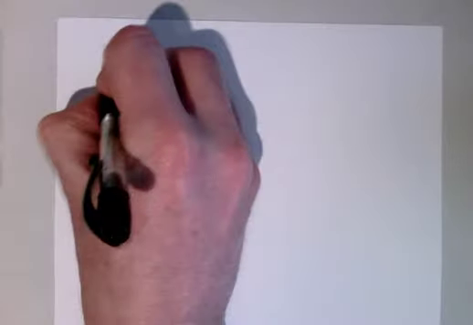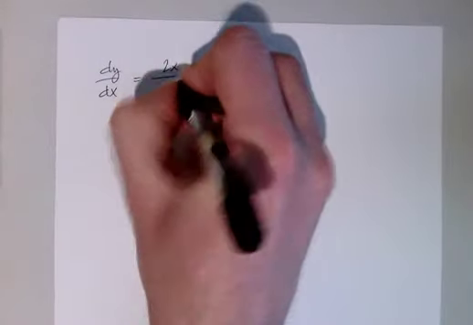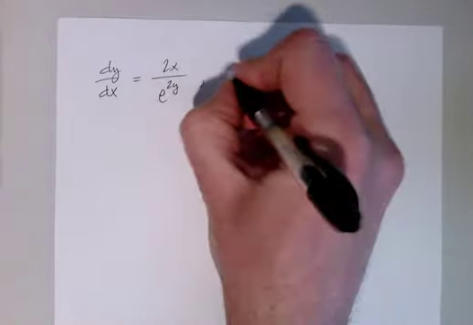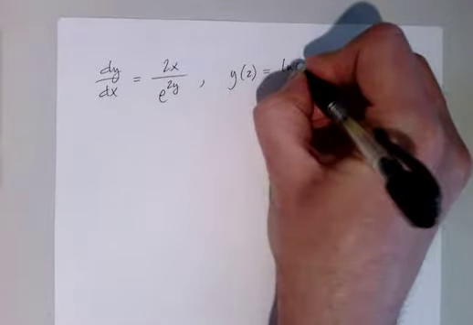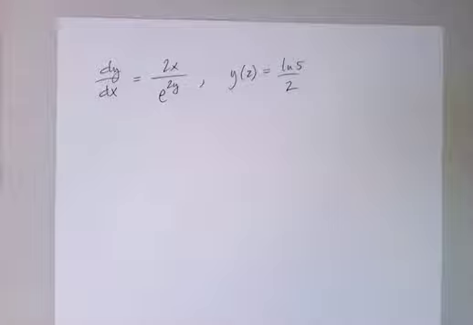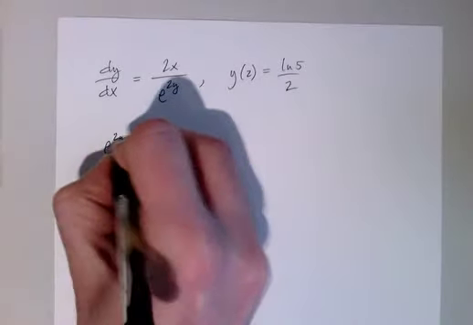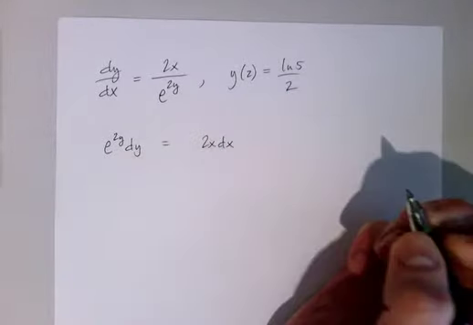Alrighty. Let's go ahead, and I think this will be the last one that we do. So we'll do dy dx is equal to 2x e to the 2y, and that'll be y of 2 is equal to natural log 5 over 2. Well, they've set it up rather nicely for us. This becomes e to the 2y dy is equal to 2x dx.